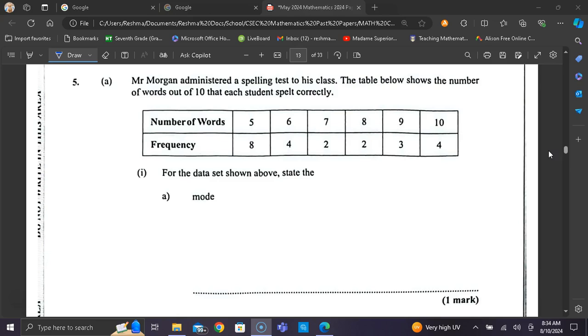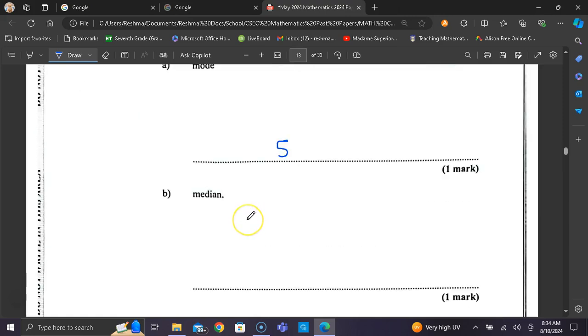So part 1, for 1 mark, for the data set shown above, state the mode. So the mode is the value with the highest frequency. So if we look at our table, 8 is the highest frequency, and the value that corresponds to it is 5. So therefore 5 words is our mode. So let's go on to part B.